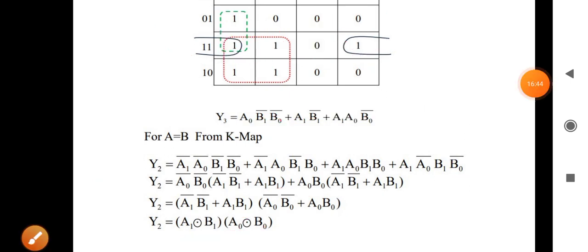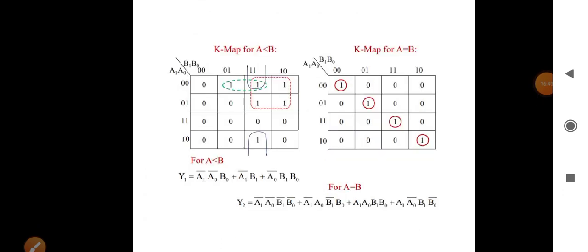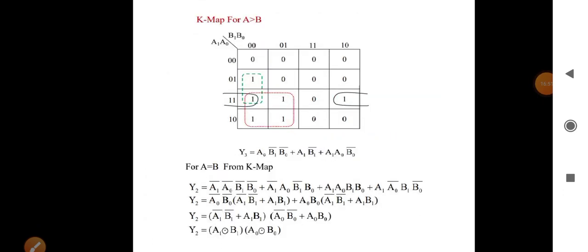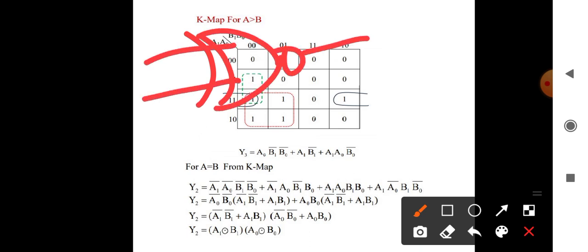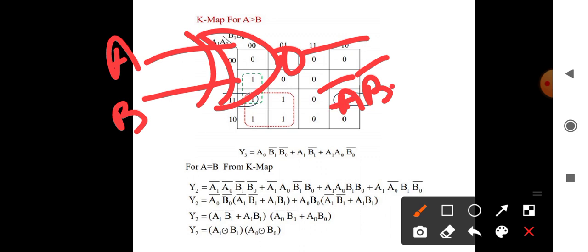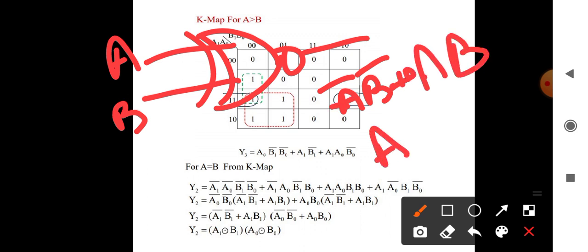We have got A XNOR B. A XNOR B means, if you are having A and B here, the result is A complement B complement plus AB. So that is A XNOR B.